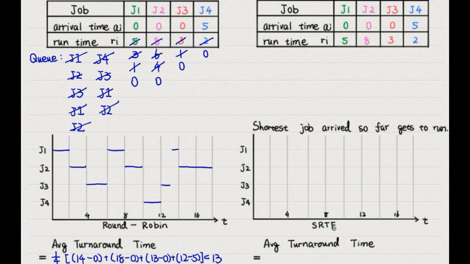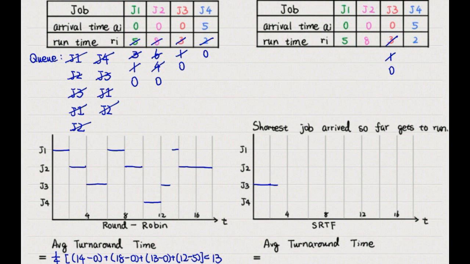Next, we will use the shortest remaining time first scheduler. At time t equals 0, J3 has the shortest remaining runtime of 3, so we run J3 for 2 seconds. And the remaining runtime of J3 becomes 1. Now, at time t equals 2, J1, J2, and J3 have arrived, and J3 has the shortest remaining time of 1, so we run J3 for 1 second and J3 completes.